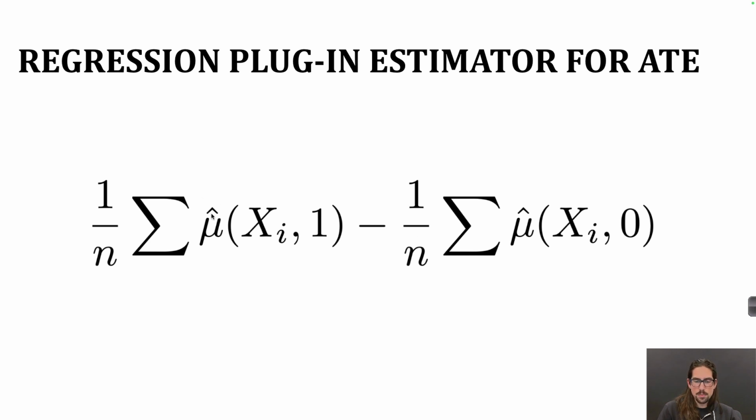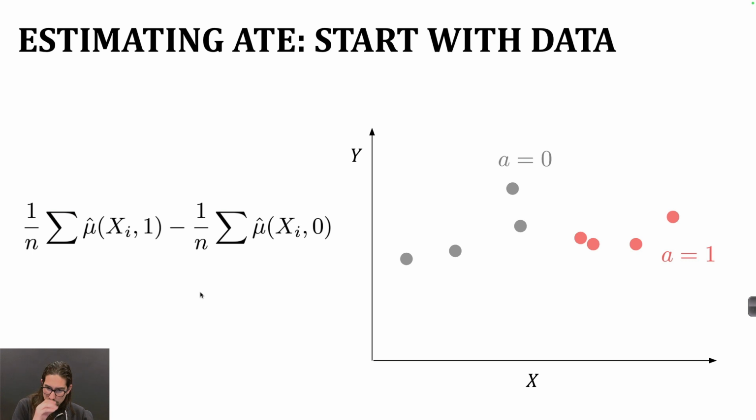And so this is the plug-in estimator for ATE. We have our estimated function. We evaluate that at x for a equals 1, take the difference with a equals 0, and average over those. So let's see what that looks like. That whole process, how do we construct something like this conceptually? We're going to start with the data. Let's say these are the data we have. So we have our confounding covariate, and we have our outcomes for the people who are not treated and the outcomes for people who are treated.